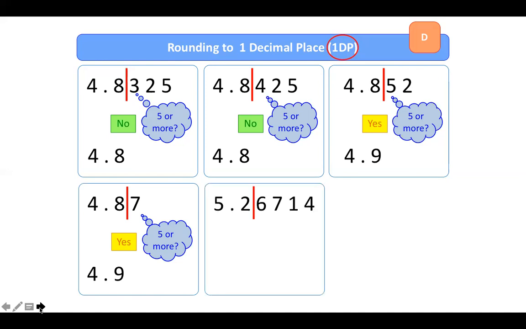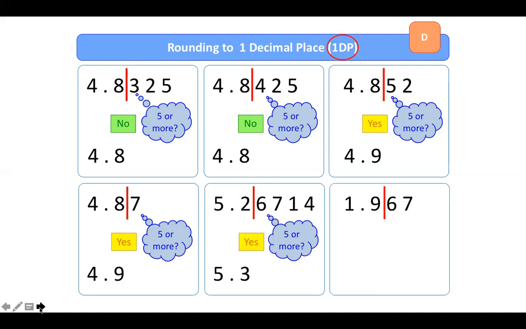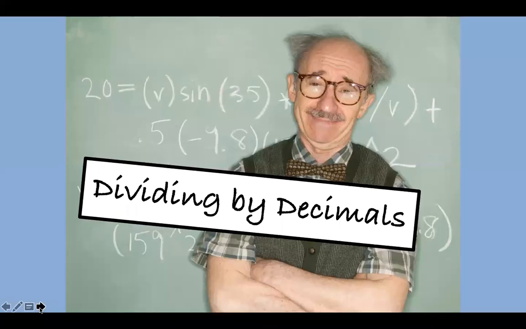Another one. 6 is more than 5. So 5.3. 6 is more than 5 again. So the 9, I add 1. But 9 and you add 1, it becomes 10. So it gets shifted to the 1. So it becomes 2. And then we're also looking at dividing decimals.